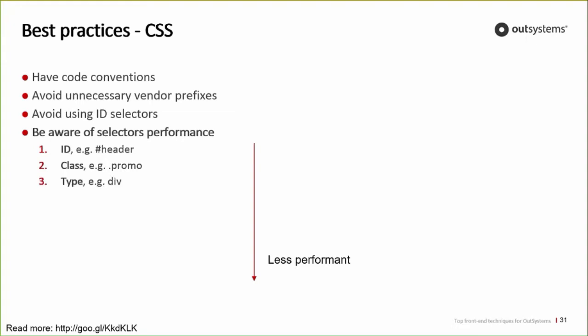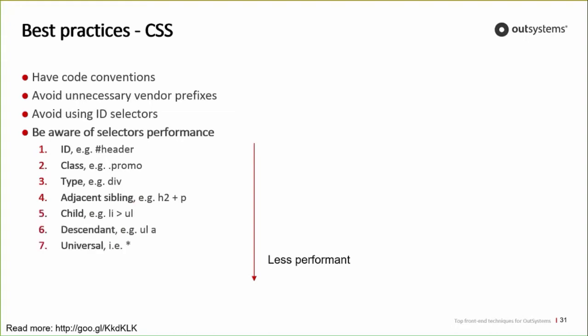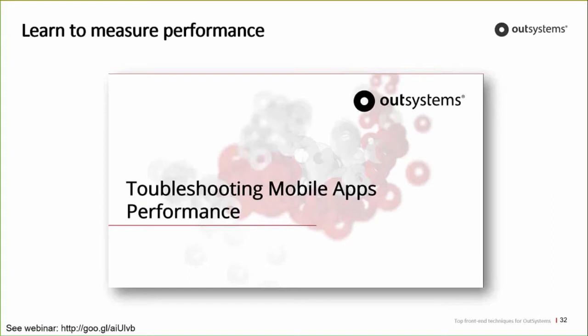Then you have the type, when we are trying to select a given element or to apply a style to a given element by its HTML type, or when we are using sibling selectors with the plus symbol, and so on. So you should be aware of the performance of the different selectors when you are creating your own CSS. I know this is quite advanced, but you should be aware of this in order to avoid the ones that are less performant. If you want to learn how to measure the performance, you can check the webinar made by Daniel Reis called Troubleshooting Mobile Apps Performance, where he explains the browser tools, Chrome tools, and teaches you how to troubleshoot the performance of an application.